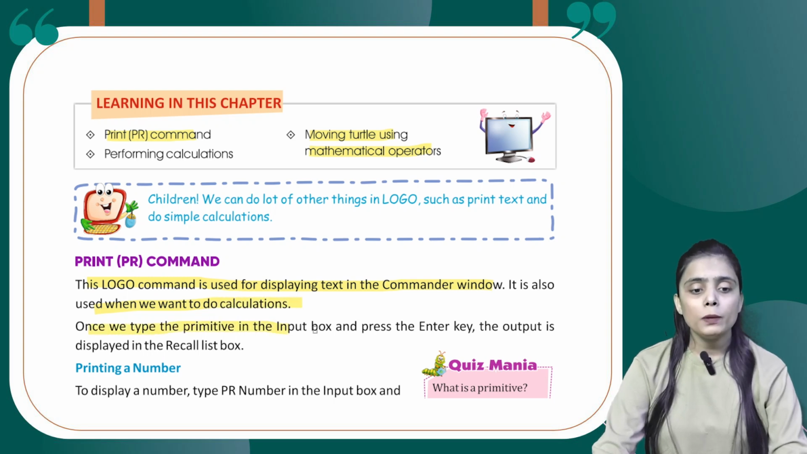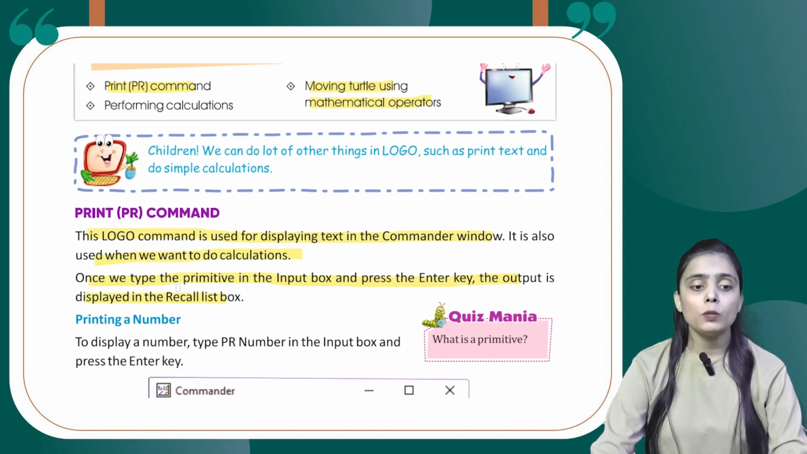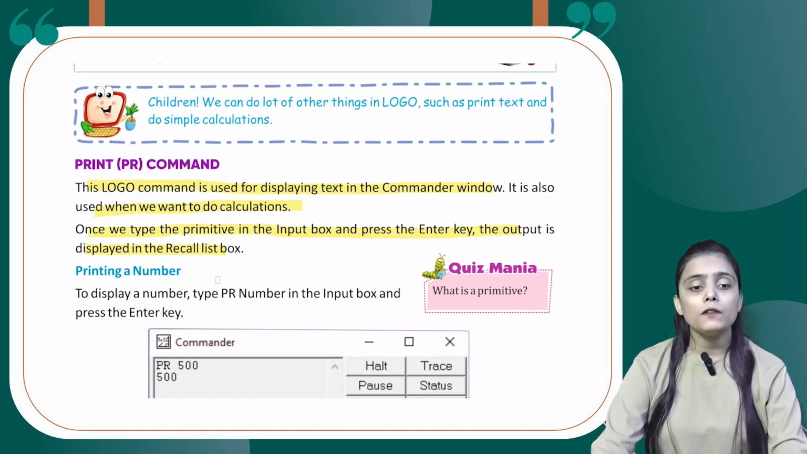Once we type the primitive in the input box and press the enter key, the output is displayed in the recall list box. So बच्चों प्रिंट कमांड क्या करता है कि जो भी आपका आउटपुट है वो प्रिंट कमांडर विंडो में प्रिंट कर देता है, ठीक है, रिकॉल लिस्ट बॉक्स में ही.